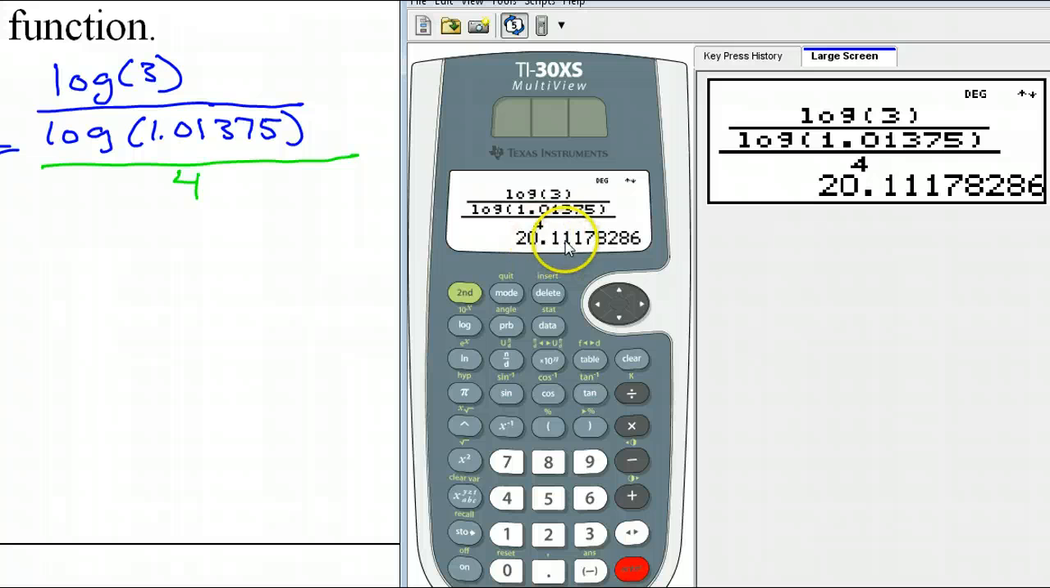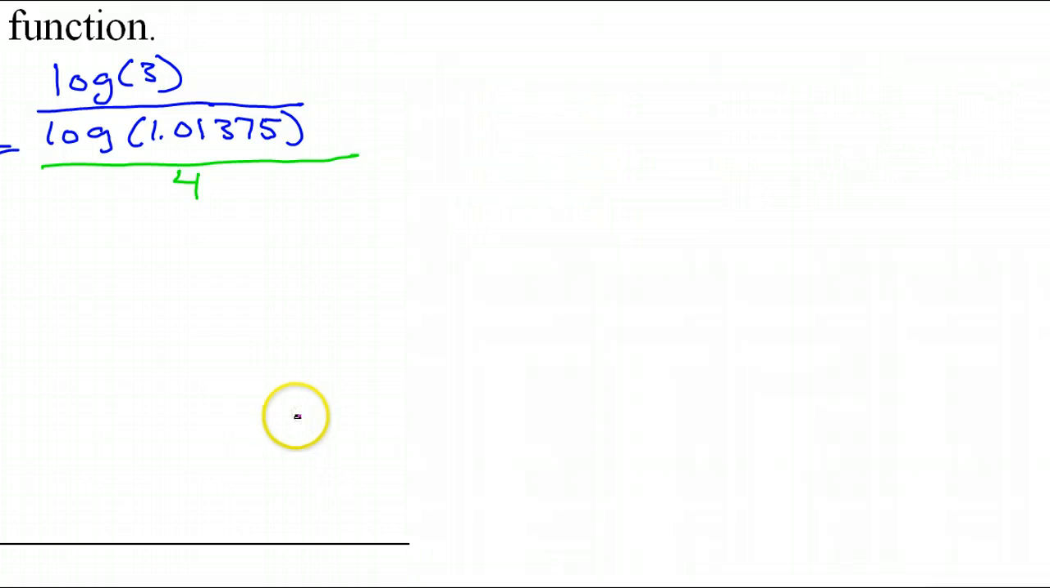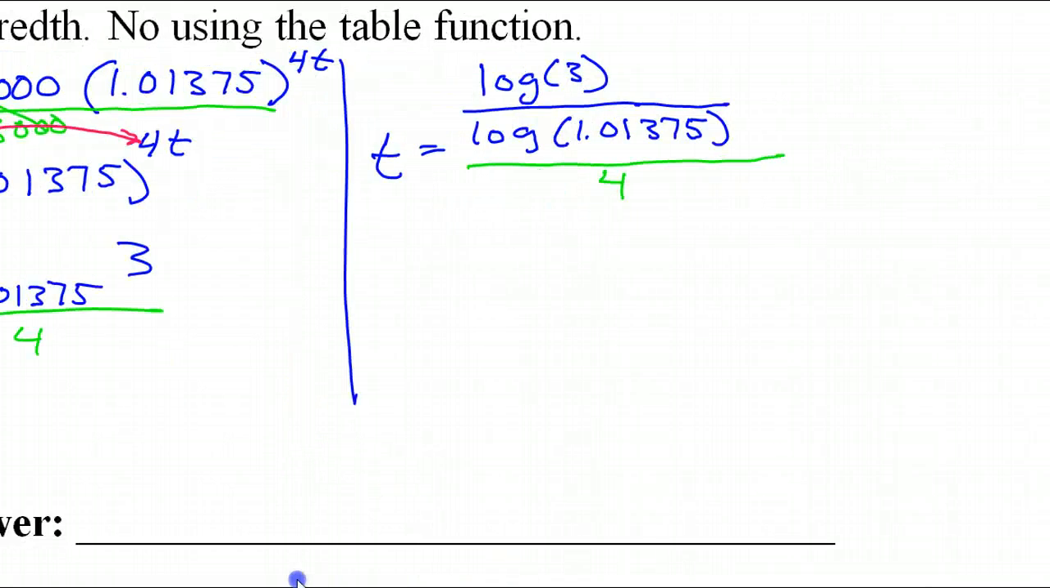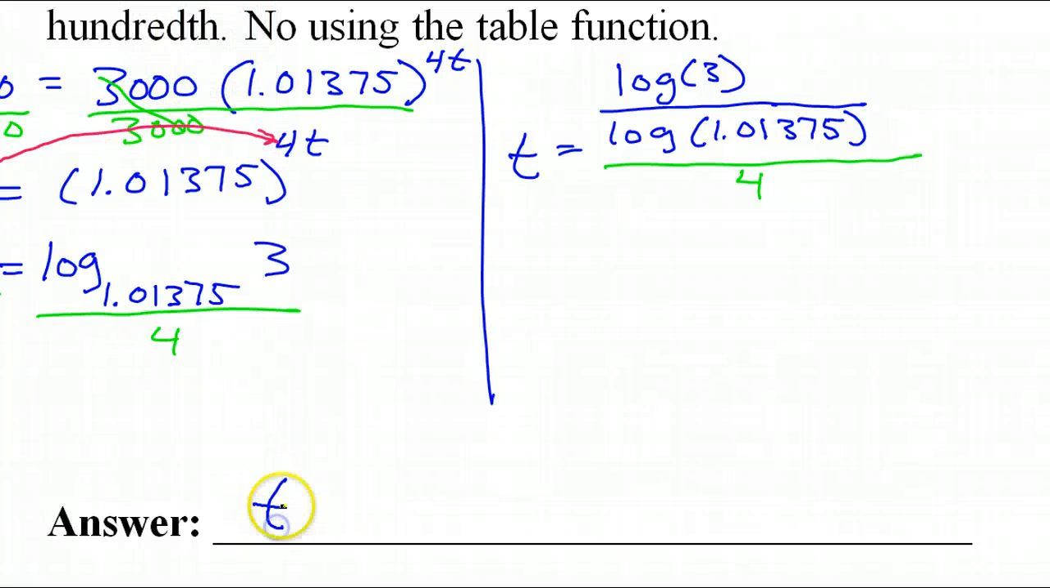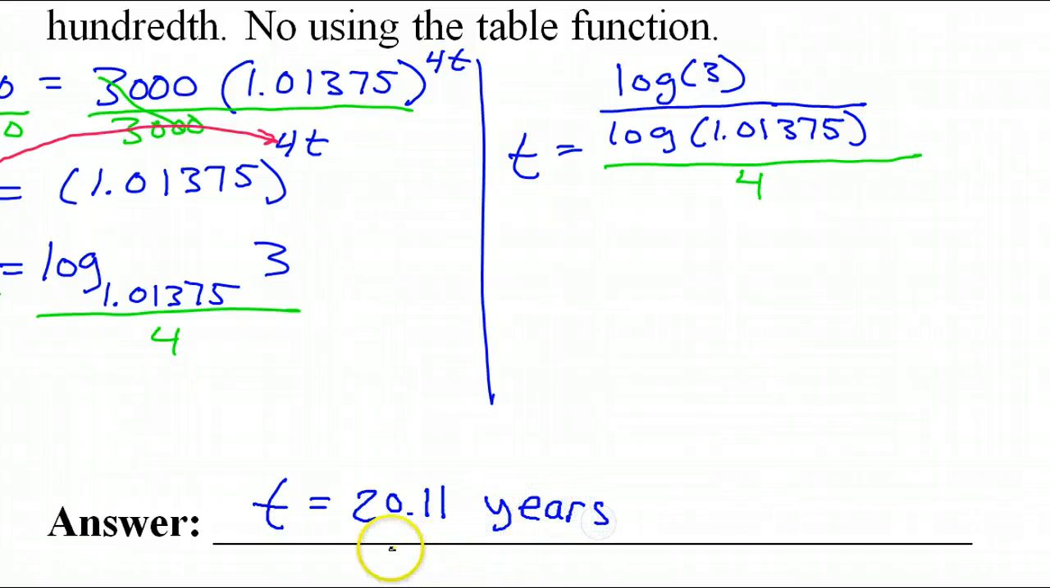Nearest hundredth, that's 2 decimal places, please. So that's your answer, 20.11. I'm going to go ahead and write that down. And so we're talking about years. When you're doing a word problem, you should use units. So that how long? 20.11 years. So it's about 20 years, but you're not allowed to write about 20 years. I want the decimals.